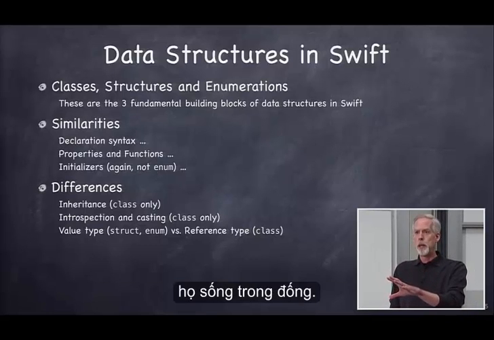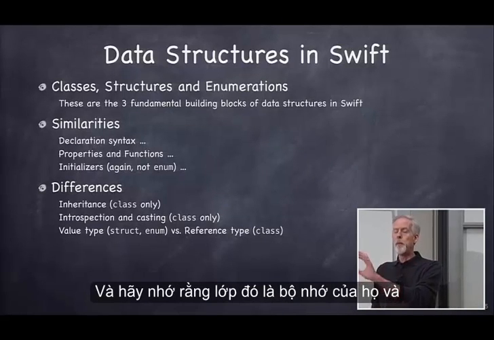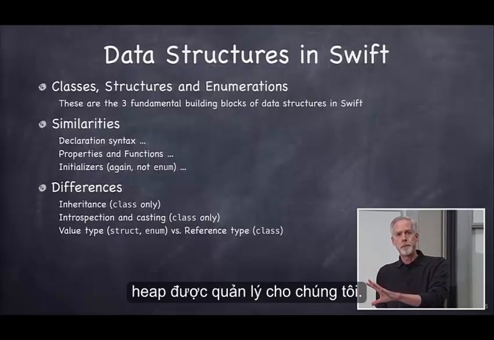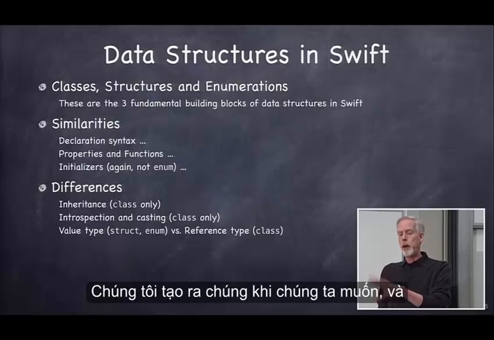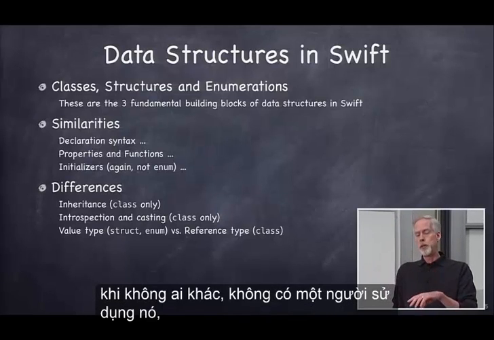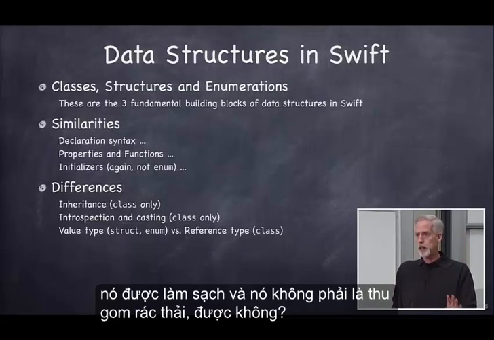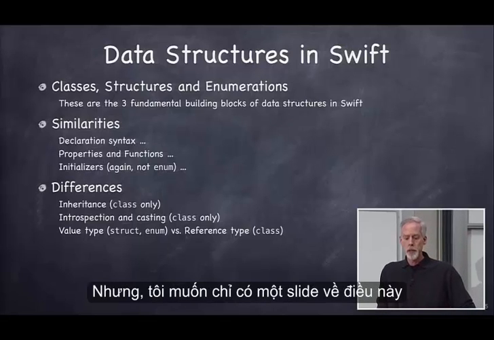In other words, we pass around pointers to them. They live in the heap. And remember that classes, their memory in the heap is managed for us. So we don't have to do anything, alloc and free them. We create them when we want, and when no one's using it, it gets cleaned up. And it's not garbage collection. Reference counting, automatic reference counting.